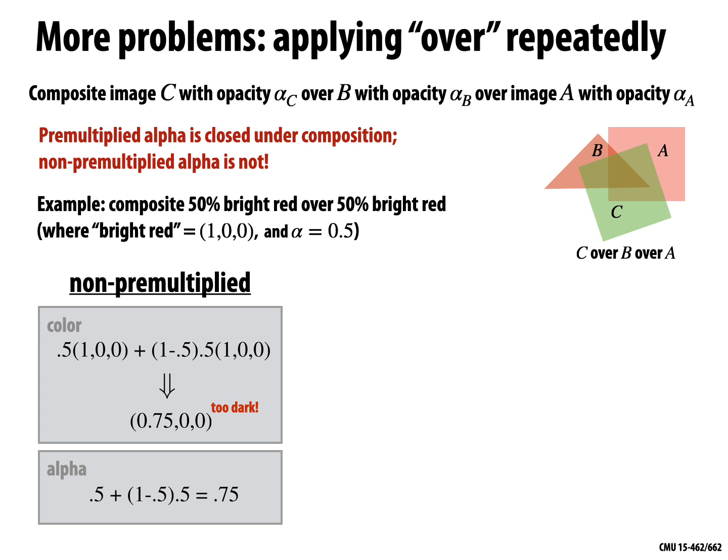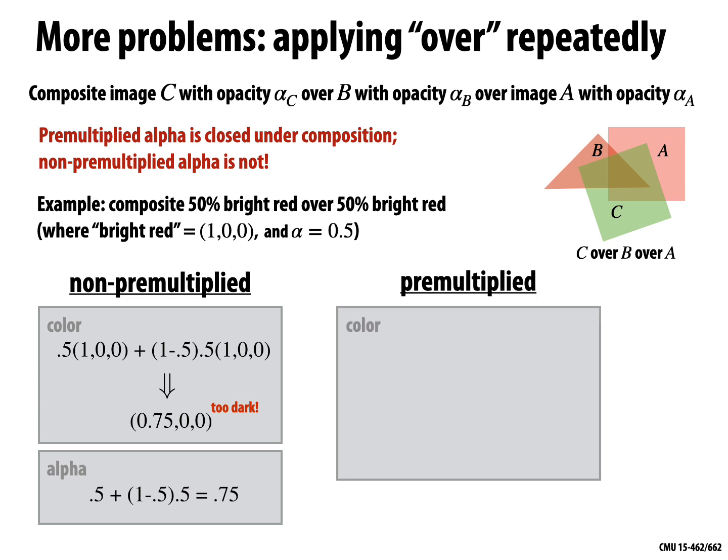In effect, what we've done is kind of blended red with black a little bit, and then we draw that at 75% opacity. It's not quite what we expected. What if we do this with premultiplied alpha? Well, let's just go through the arithmetic there.